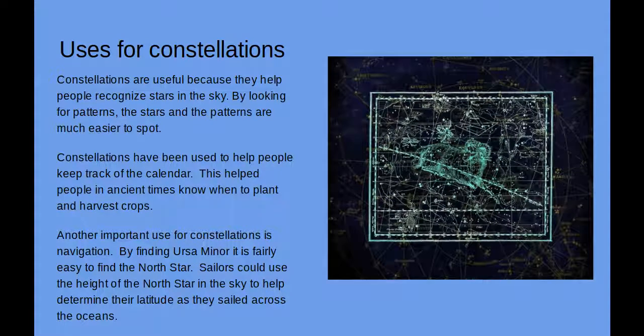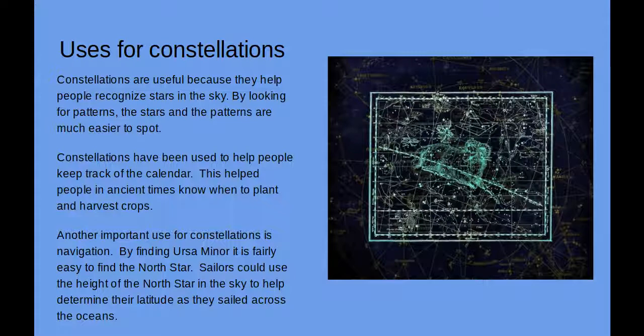What are some uses for constellations? Constellations are useful because they help people recognize stars in the sky. By looking for patterns, the stars and the patterns are much easier to spot. Constellations have been used to help people keep track of the calendar. This helped people in ancient times know when to plant and harvest crops.